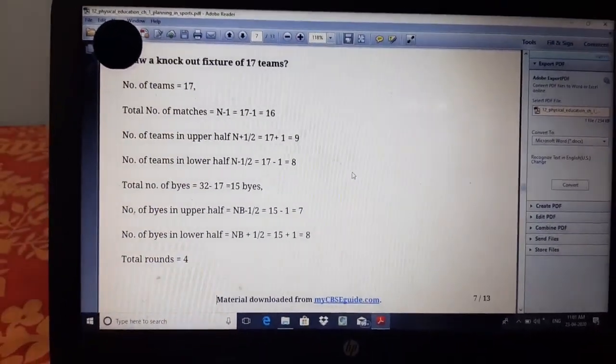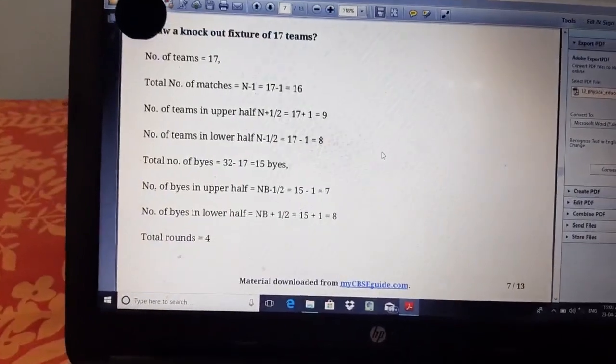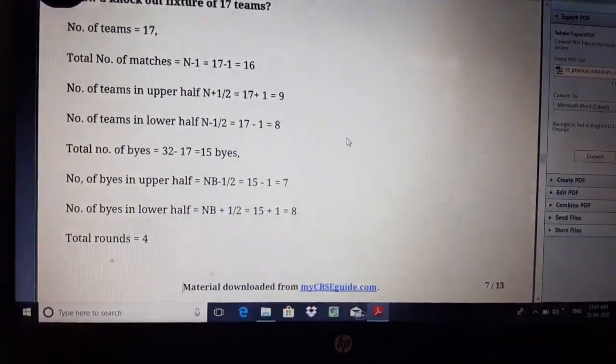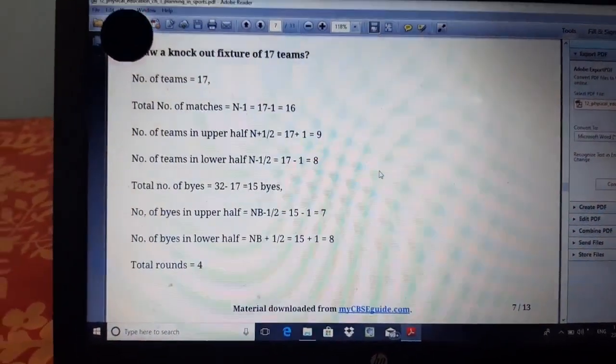Now this is how you make a fixture. Once I finish up with the theoretical study, then we'll get back to this thing, with a paper and pen.